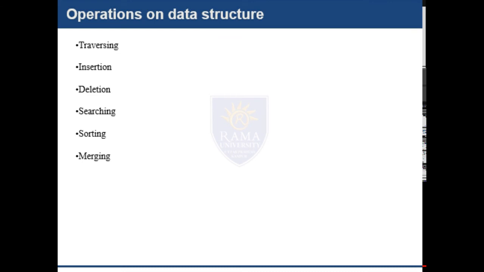6. Merging. When two lists, list A and list B of size m and n respectively, of similar type of elements, are clubbed or joined to produce the third list C of size m plus n, then this process is called merging.